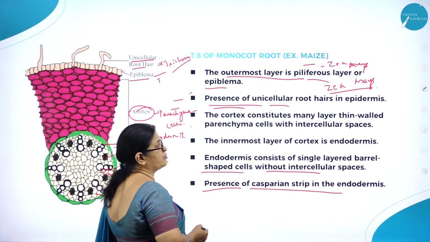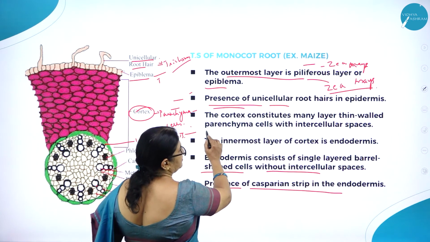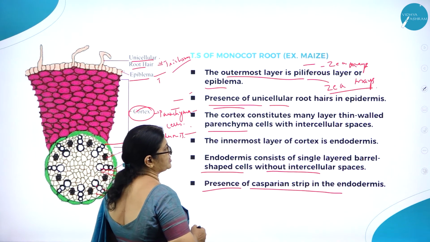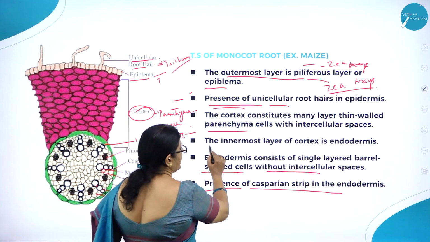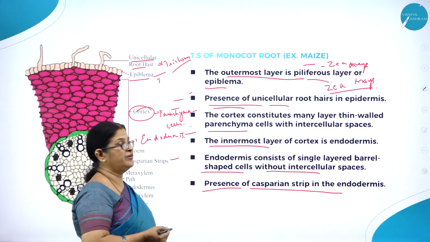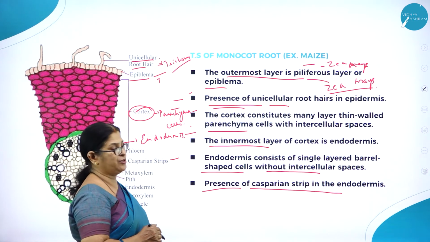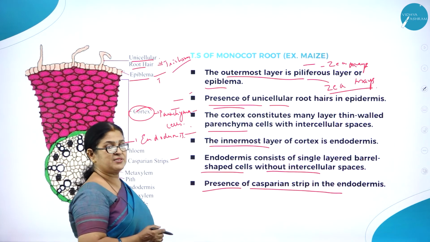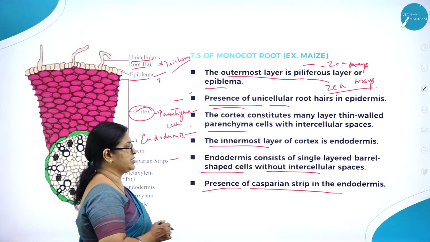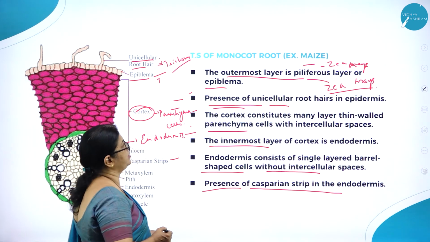So TS of monocot root consists of the outermost layer, which is otherwise called epiblema or piliferous layer, then the presence of unicellular root hairs called trichomes, and the cortex constitutes many-layered thin-walled parenchyma cells with intercellular spaces, and the innermost layer of cortex is called endodermis. The outermost layer is epiblema and the innermost layer is endodermis. And endodermis consists of what? Single-layered barrel-shaped cells without intercellular spaces, with presence of Casparian strip in the endodermis.